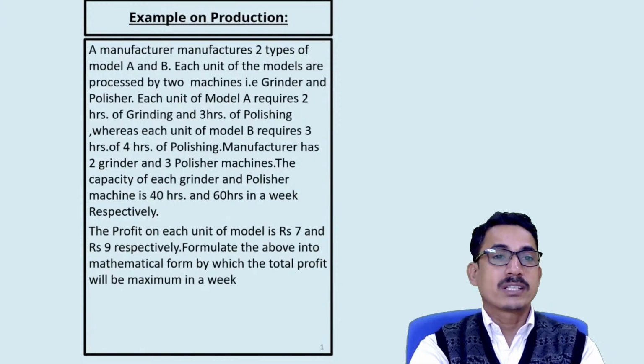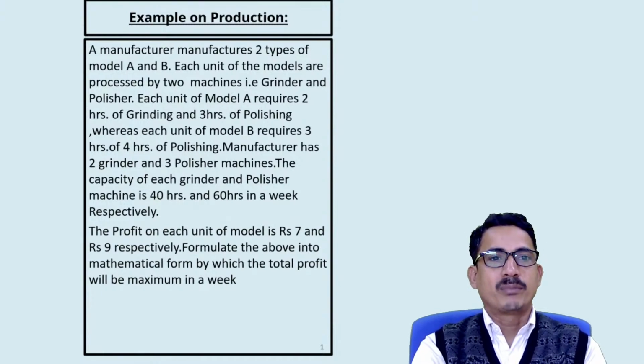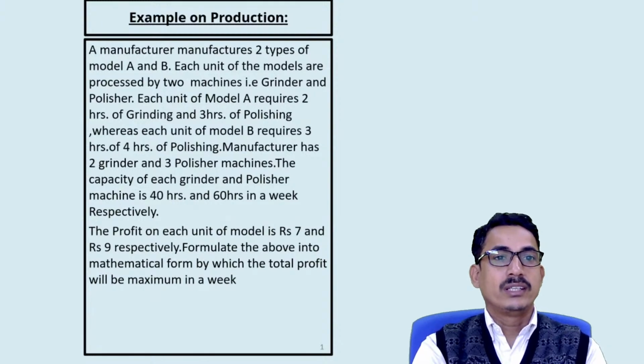Like the previous example, where we took product 1 and product 2, here we are taking model A and model B. Each unit of the model is processed by two machines, that is, the grinder and the polisher. So the manufacturer has some grinder machines and some polisher machines. They have some restrictions. Each unit of model A requires 2 hours of grinding.